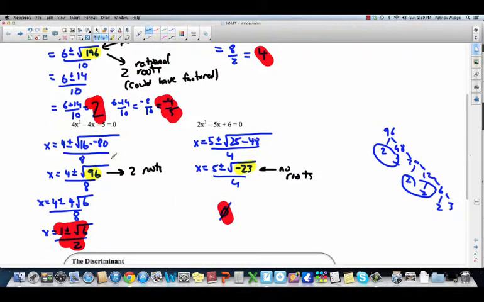This bottom one here, we ended up with 96. This is not a perfect square.